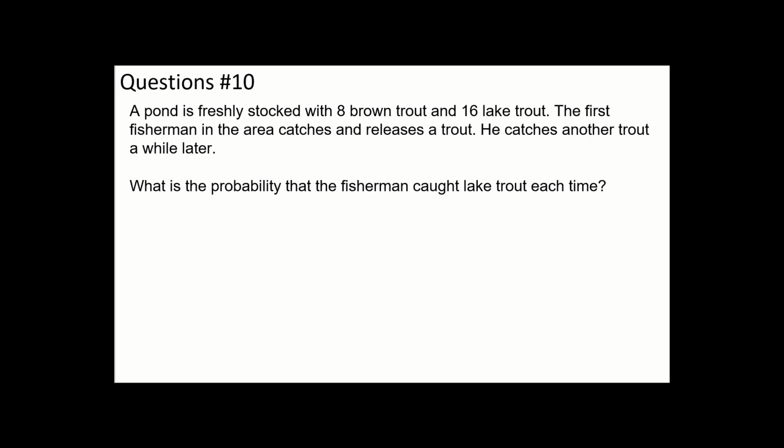This question says that a pond is freshly stocked with 8 brown trout and 16 lake trout. The first fisherman in the area catches and releases a trout. He catches another trout a while later. What is the probability that the fisherman caught lake trout each time? So this is important right here. We're not going to reduce the total amount or the desired amount because we're putting the fish back.